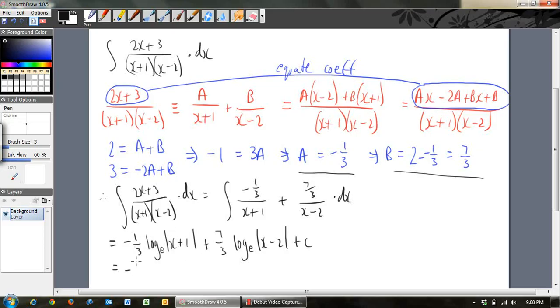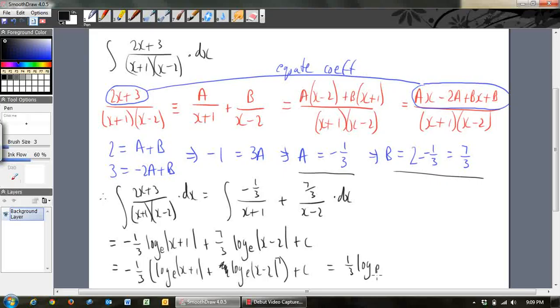That's equal to, we'll take negative 1/3 out the front, and then you'll have in the brackets log e of x plus 1 plus 7 log e of x minus 2. Just have that in brackets. Now this 7 could go up here as a power of 7 using your log laws, so that 7 disappears, plus c.